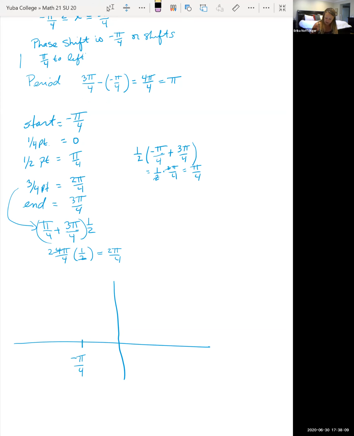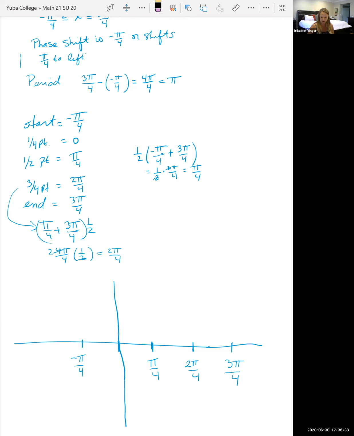And I might want to shift my x-axis up. Well, I guess it doesn't matter. I'll just shift down. We have 0. We have pi fourths. We have 2 pi fourths, or you can write it as pi halves if you want. And we have 3 pi fourths.